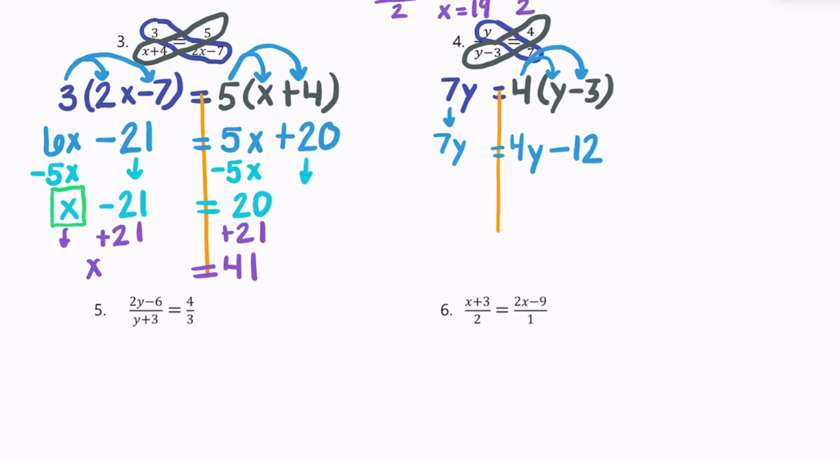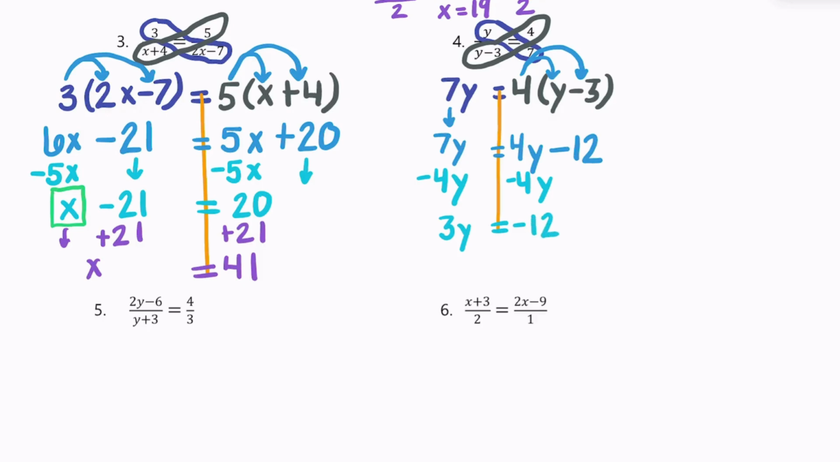Now from there, we're going to move that 4y over to the other side to join that 7y. To move it over, it's currently positive, so we're going to subtract it. Make sure we align it. 7y minus 4y will give us 3y equals negative 12.